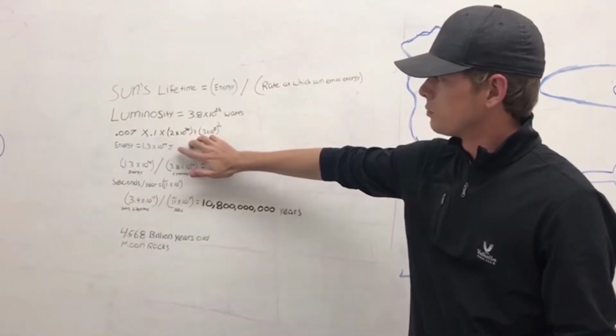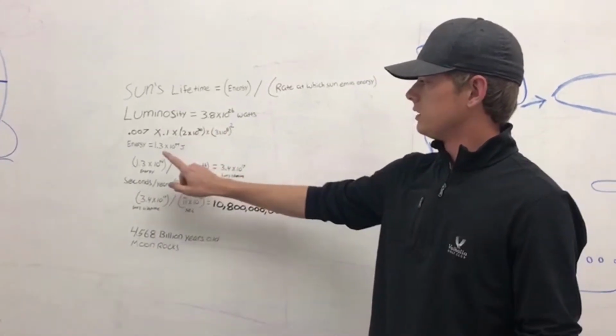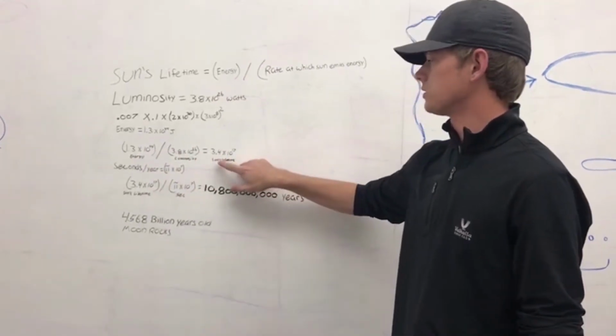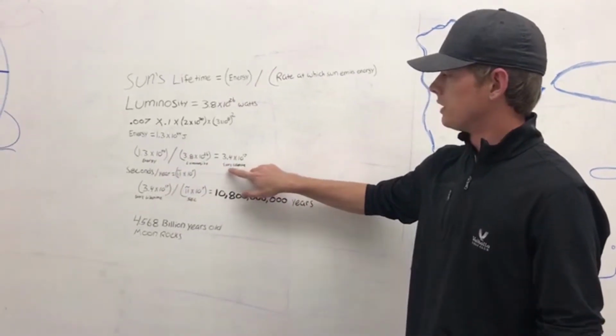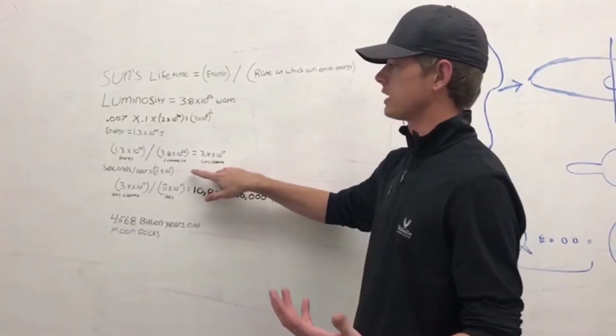Energy is calculated at 1.3 times 10 to the 44 joules. And when we put it into our big formula up here, energy divided by luminosity gives us our sun's lifetime. But the sun's lifetime we have to calculate into the amount of years that it has left.